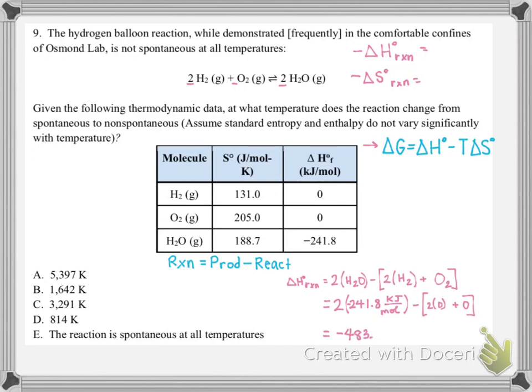And so when we solve this, we get a negative 483.6 kilojoules per mole for our delta H of reaction. And this number that we've calculated matches with our expectation of having a negative delta H. Okay, so we can say that our delta H of reaction is equal to negative 483.6 kilojoules per mole.